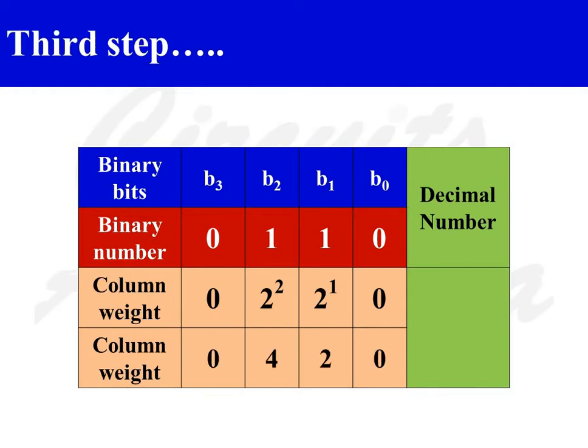Finally, let us fill the last row. As B3 is equal to B0 is equal to 0, corresponding cells in the last row are filled with 0. As B2 is equal to 2 squared and B1 is equal to 2 raised to 1, the corresponding cells are filled with 4 and 2 respectively. So after filling the fourth row, we have to find the sum of elements in the fourth row. That means the decimal equivalent is 0 plus 4 plus 2 plus 0. So we will get the decimal equivalent as 6.